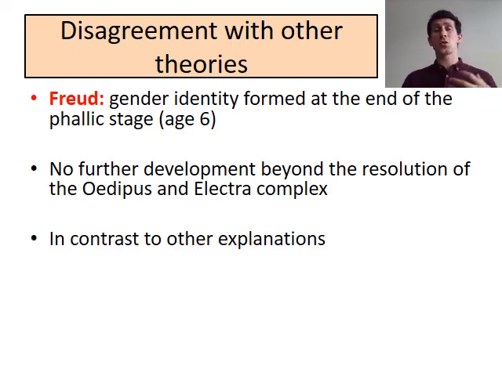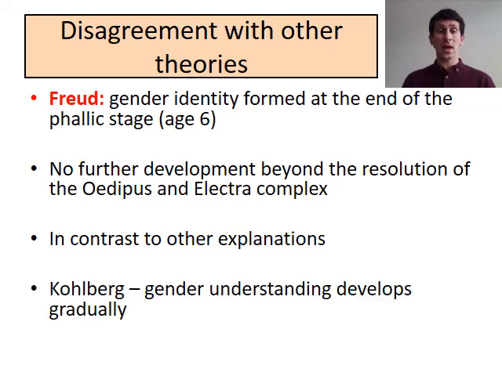And this is in contrast to a lot of the other theories we've already looked at. For example, Kohlberg's theory, that gender develops gradually through childhood. Okay, in this theory, everything happens during that phallic stage, nothing before, nothing after.